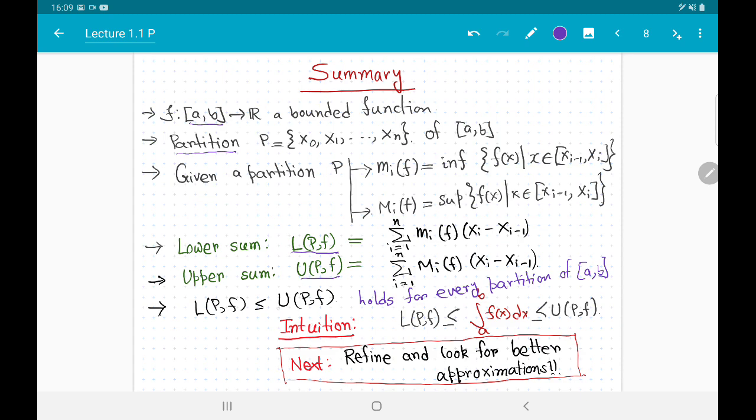And you might be expecting from your geometric intuition that our integral, or the area of our region, should lie somewhere between LPF and UPF. Next, we will refine our partitions and try to get better and better approximations for this integral which we are currently interested in. Now we will do this in our next lecture video.